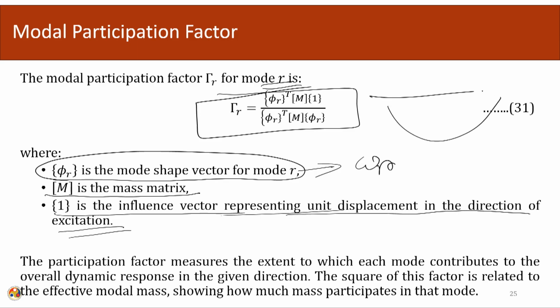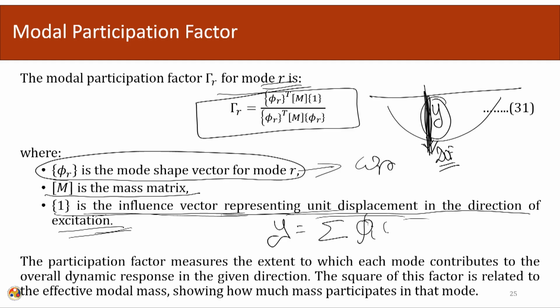So, if you are looking into the system and into the rth mode, then 1 is the influence vector representing the unit displacement in that direction of particular excitation. The participation factor basically measures the extent to which each mode contributes to the overall dynamic response. Remember, we earlier said that the total value of the displacement for the chosen degree of freedom is a combination of all the modes. So, for each degree of freedom, all the modes are going to contribute.